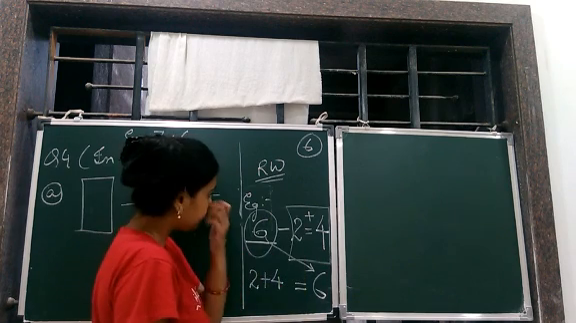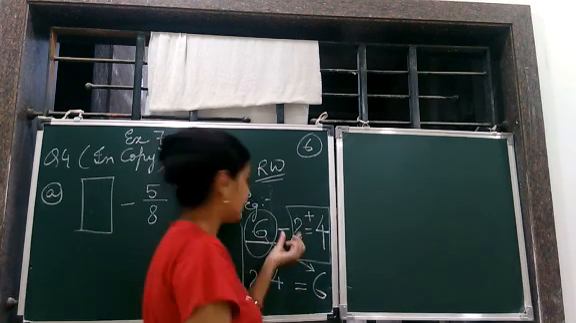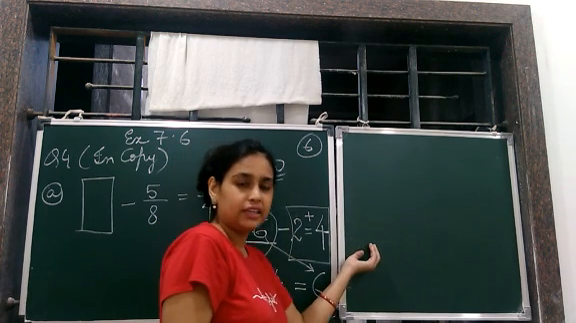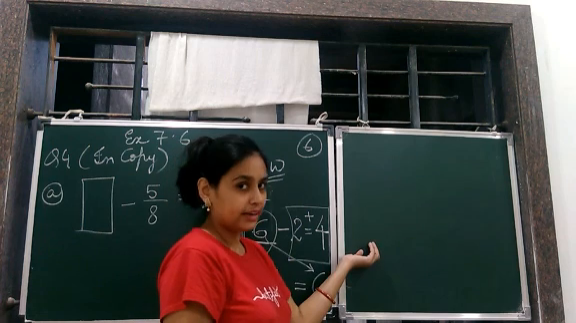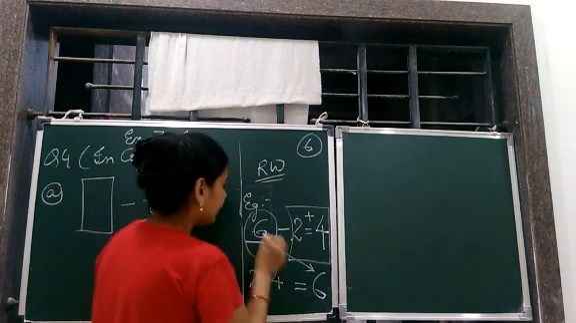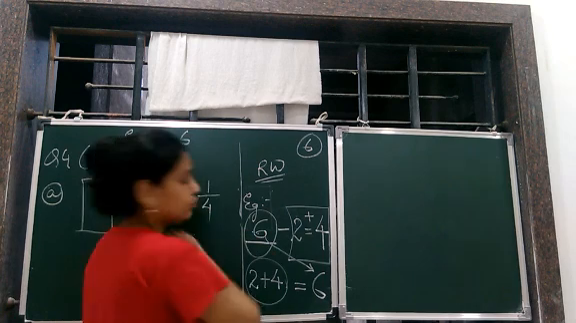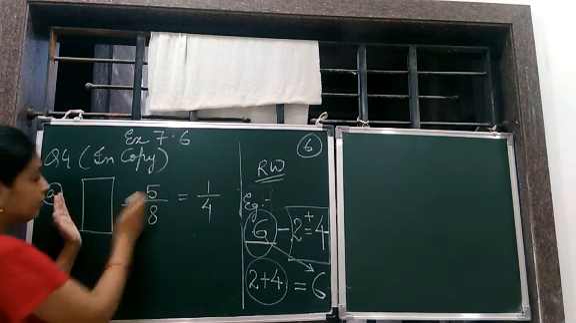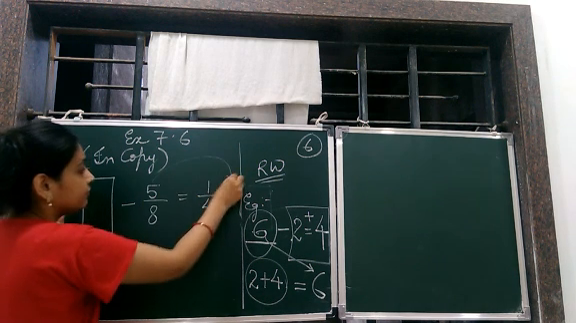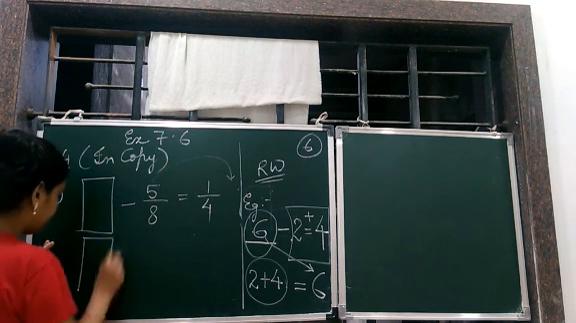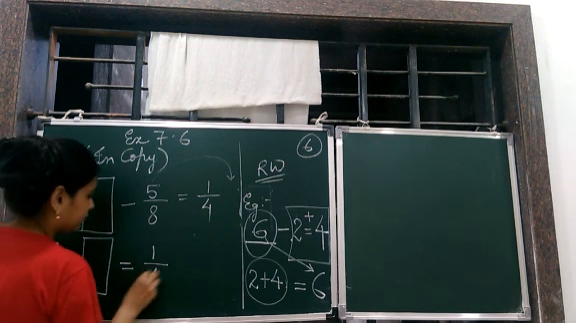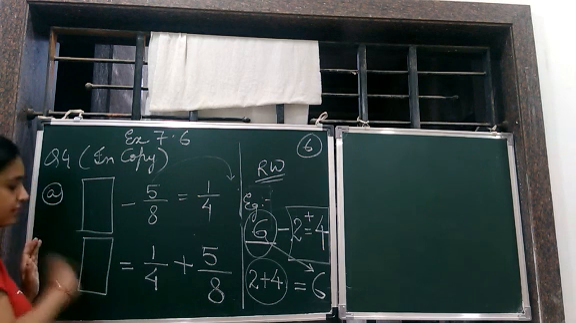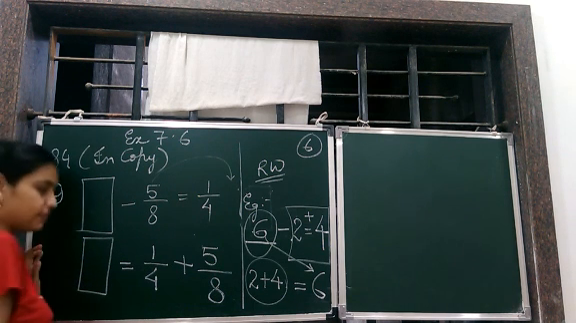So if this 2 goes to the right hand side, what will happen? This is minus 2. It will become plus 2. Correct? Yes. So to find out this 6, what do we do? We do 2 plus 4. Similarly, to find out this number, what do we do? We shift this number here. Yes, that means this. Now we get this number.